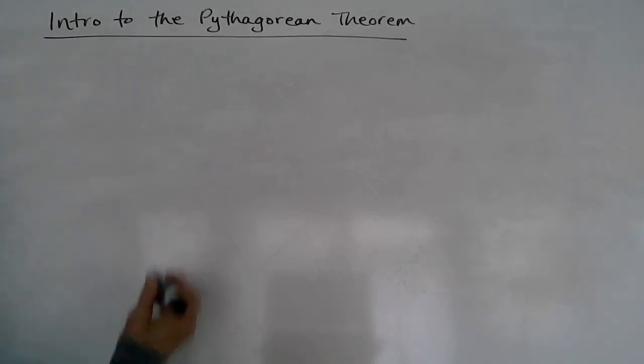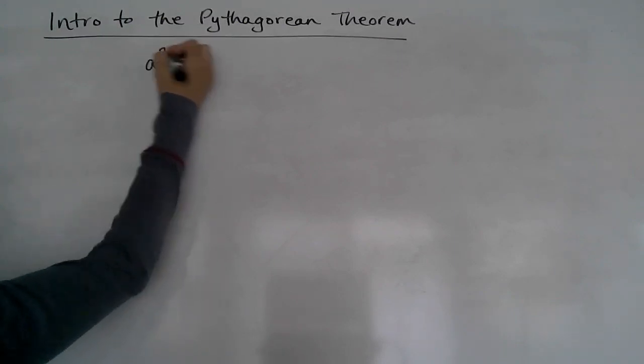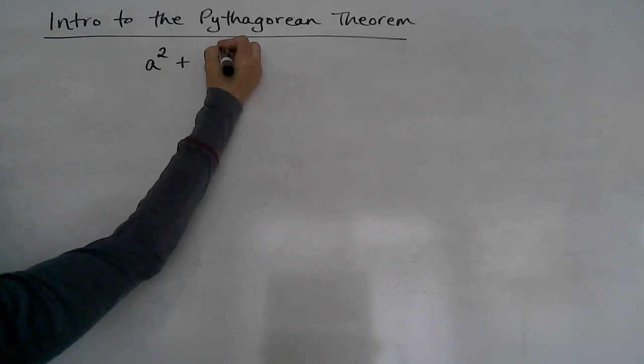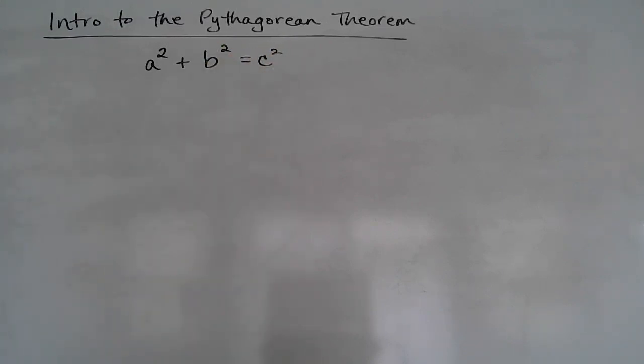You might recognize it. Maybe you haven't ever really used it before, but it should sound familiar. And if not, that's okay. We'll learn about it today. The formula is a squared plus b squared equals c squared. So maybe something you've heard of before.